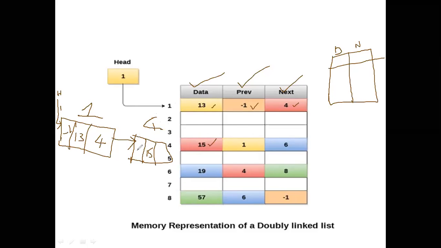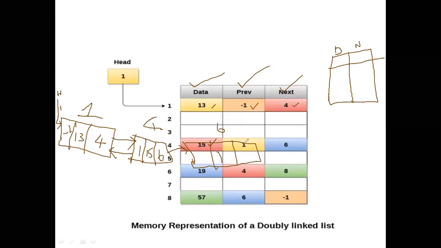What is the previous? 1. Very good. What is next? 6. Okay. Here only shall I draw? What is here? No problem, you tell me. This is 6. Am I correct? Yes, ma'am. Okay. What is the value? 19.